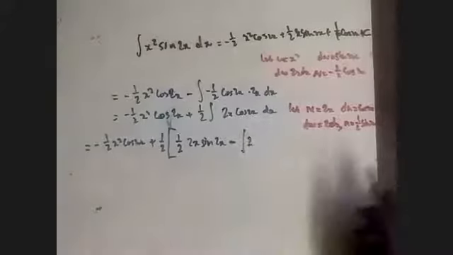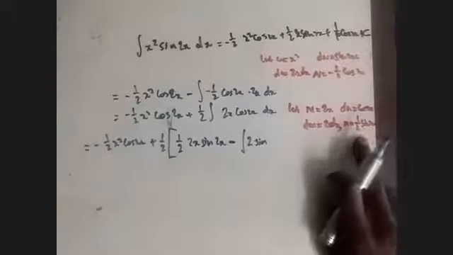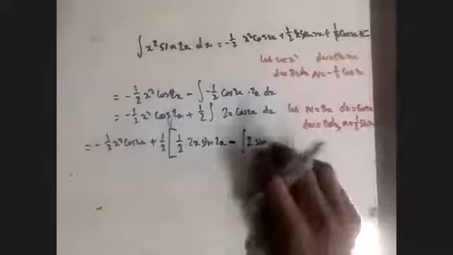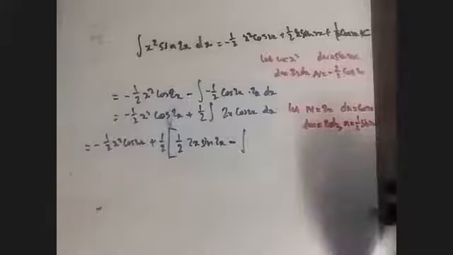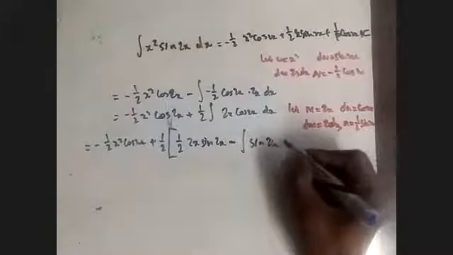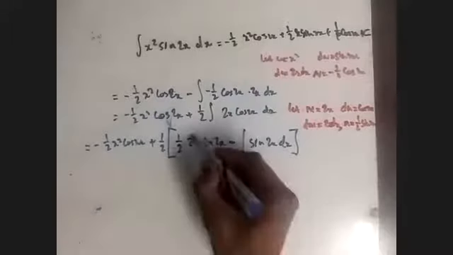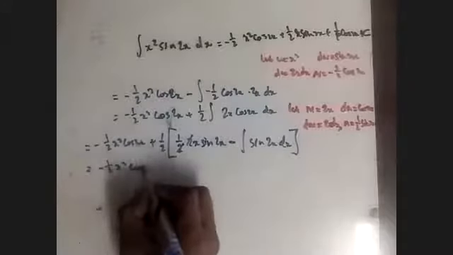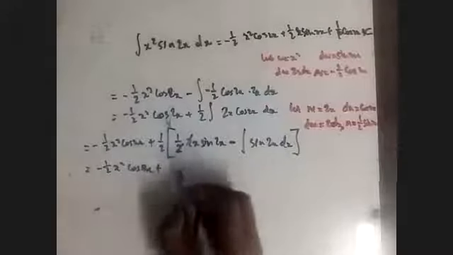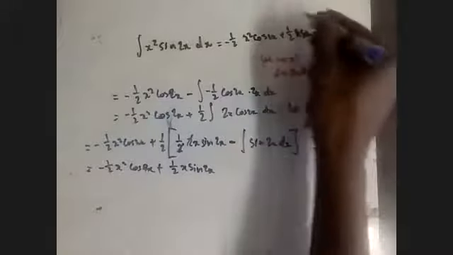So you're going to have 2, and you have sine 2x. 2 times half is just 1. So we're just going to have 1 because of this 2 and this 1. So you're going to have sine 2x dx. Okay, so in this particular case, we can see that this and this will just give us 1, and then we're going to have negative 1/2 x squared cos 2x plus 1/2 x sine 2x, which is this part. Now we found the second part.